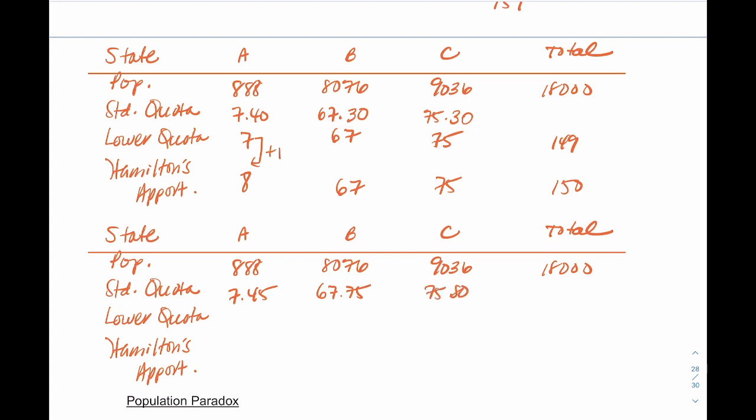And that's 75.80. Okay, so we're still dealing with our lower quota, which is 7, 67, 75. And if you add that up, let's see, 7 and 67 is 74. 74 and 75 gives us 149.